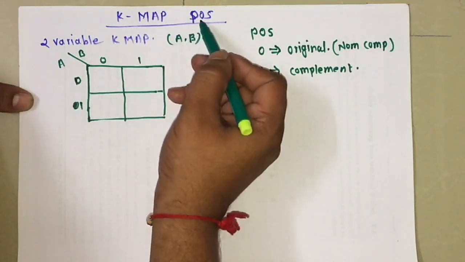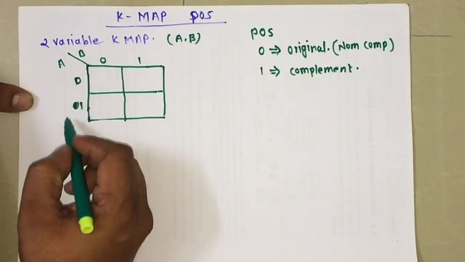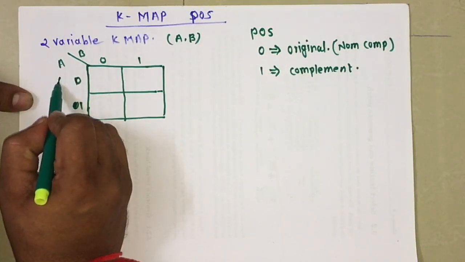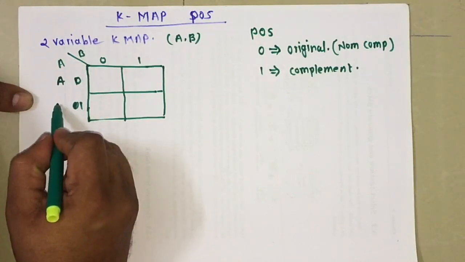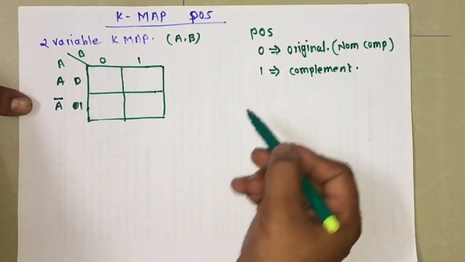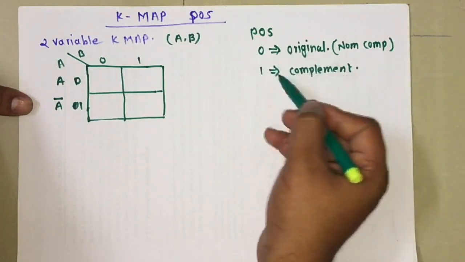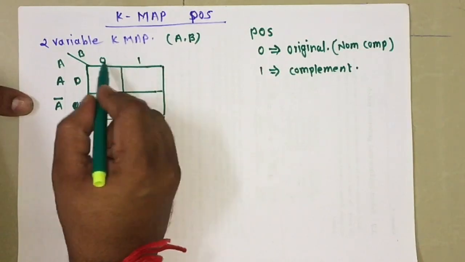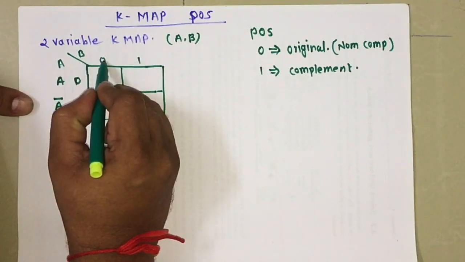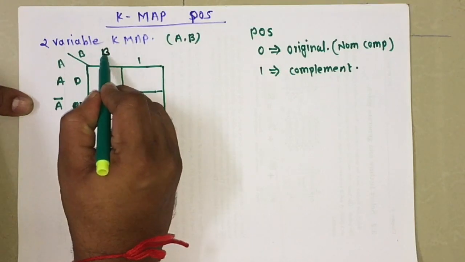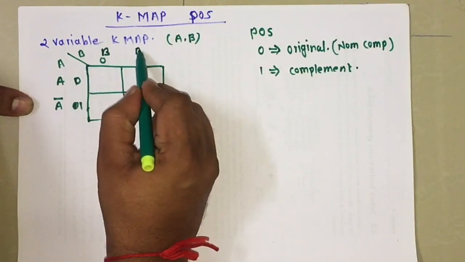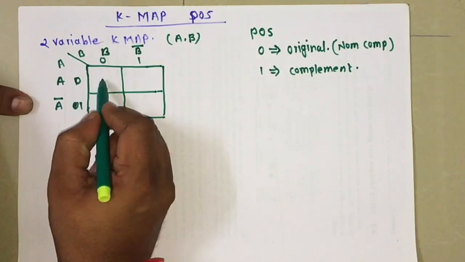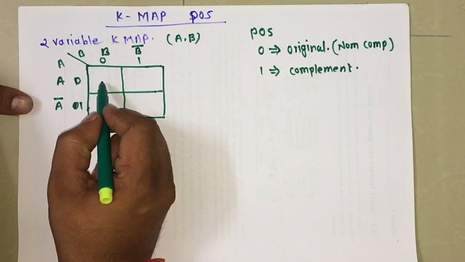So we are considering the POS equation. So here I will also write the values. A equal to 0 will indicate A, and 1 will indicate A bar. Depending on this structure, 0 is the original value and 1 is the complemented form. So these values are the values of B. If B equal to 0 it is B, and if B equal to 1 what? It is B bar.